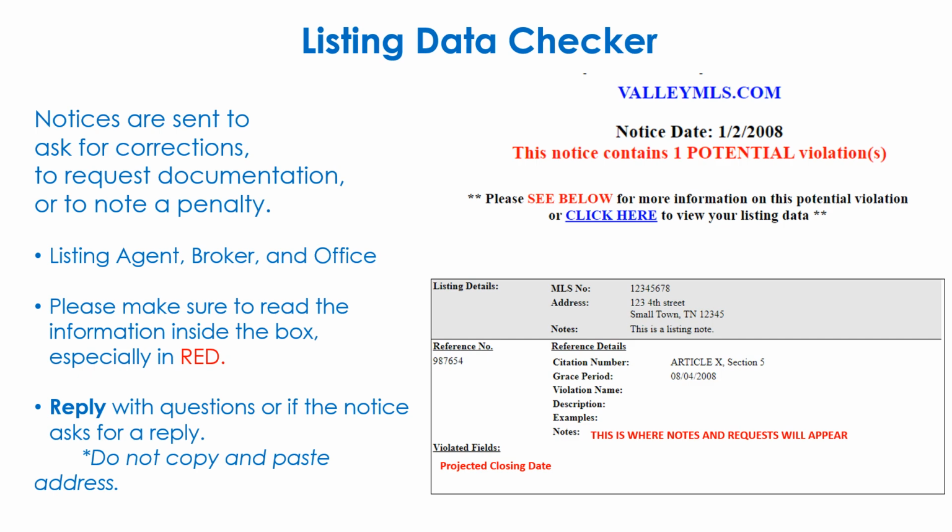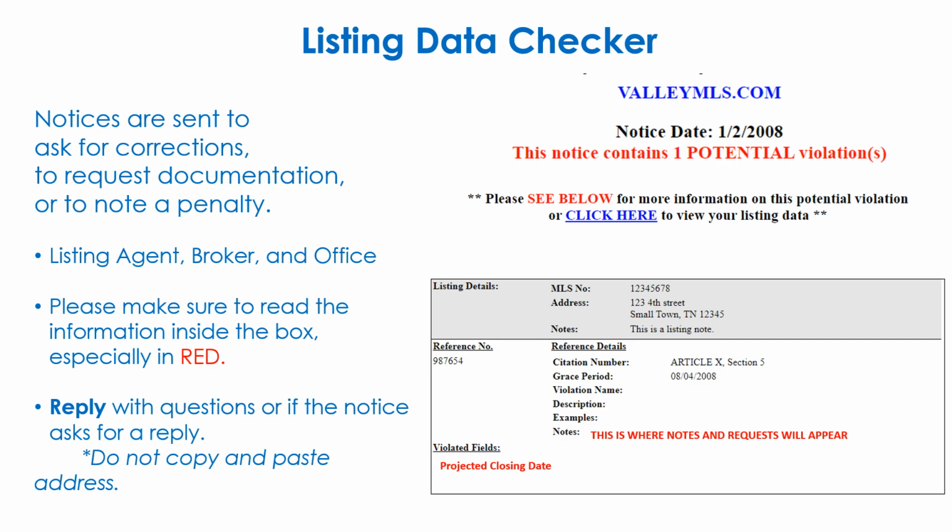So look on the right-hand side. This is a typical listing data checker notification. This notice contains one potential violation, as you can see in red. It'll give the date of the notice, and again, it'll ask you to see below in red what violation occurred. It'll give all the listing details, the MLS number, so that you aren't second-guessing which property is being tagged. And again, what is the issue and the particular rule that may have been violated, so you have time to hopefully correct it if it's not an immediate fine.